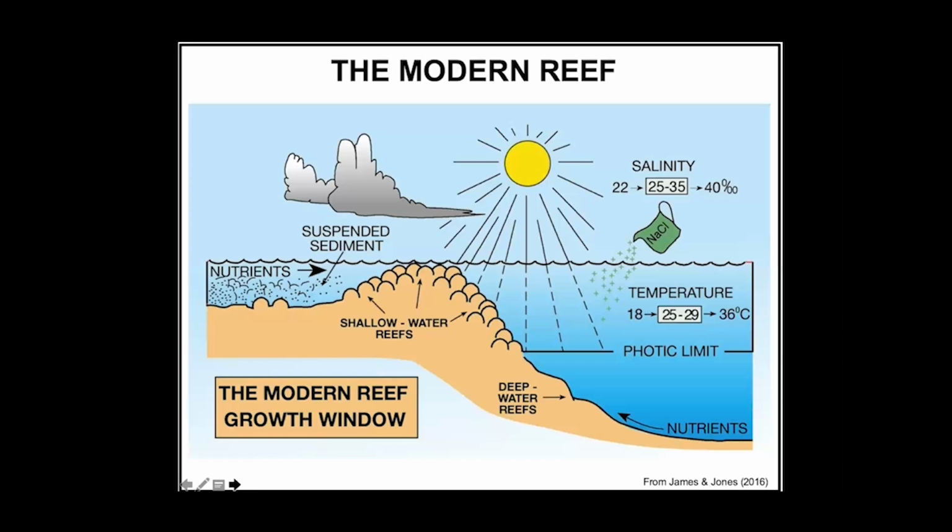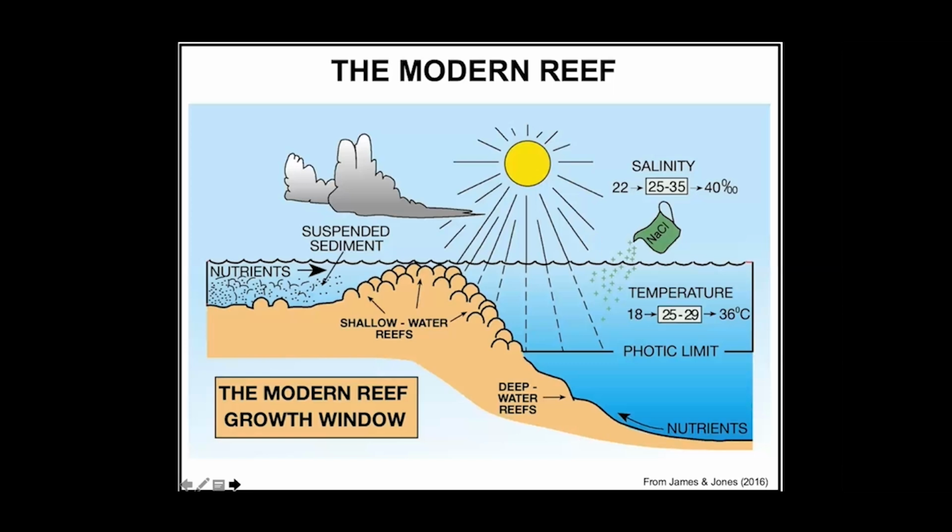The water temperature must ideally be between 25 and 29 degrees Celsius. Again, if water temperature goes too low, below 18 degrees, or too high, above 36 degrees, corals are not happy, they will die. The corals need sunlight for photosynthetic activity.